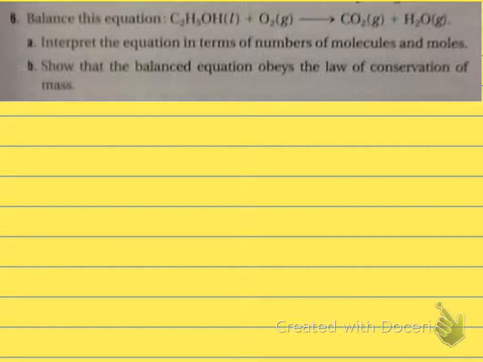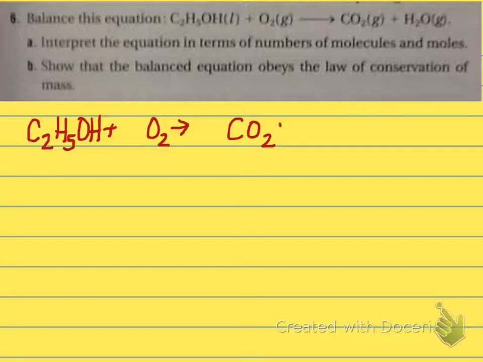Question 6 says, balance this equation, and A, interpret this equation in terms of numbers of molecules and moles, and B, show that the balanced equation obeys the law of conservation of mass. So again, I'm going to rewrite the equation first. So we have C2H5OH plus oxygen gas yields carbon dioxide and water. So this is a combustion reaction.